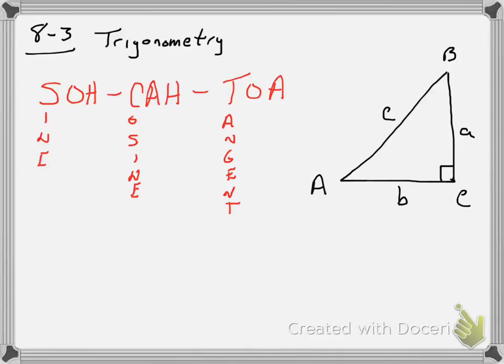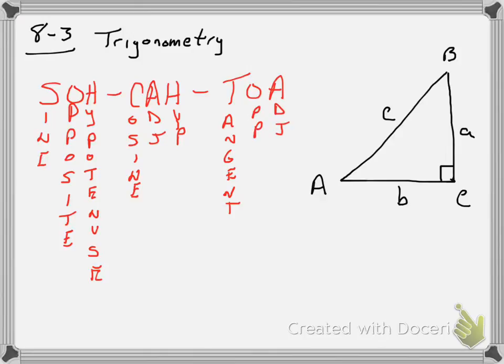And what that means is SOHCAHTOA is saying, the O stands for opposite. The H stands for hypotenuse. Okay, so sine equals opposite over hypotenuse. Cosine equals adjacent over hypotenuse. And tangent equals opposite over adjacent. What's that mean? Well, opposite side over adjacent side. Adjacent side over hypotenuse. Opposite side over hypotenuse.